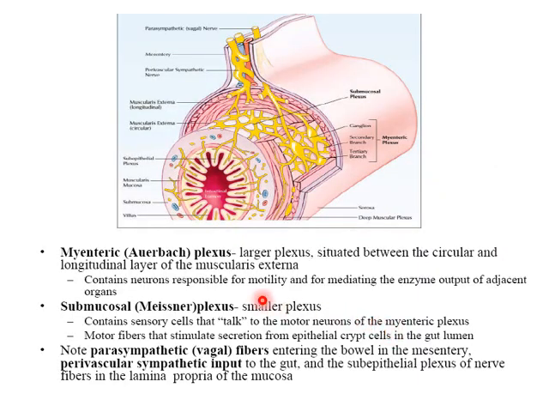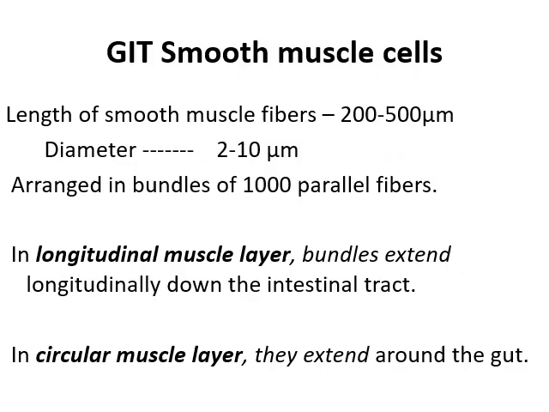Then you have two plexuses, that is the Auerbach's and the Meissner plexus, or the myenteric and the submucosal plexus. These are the nervous connections interlaid within these layers. The parasympathetic vagal fibers, we were discussing this in the enteric nervous system.